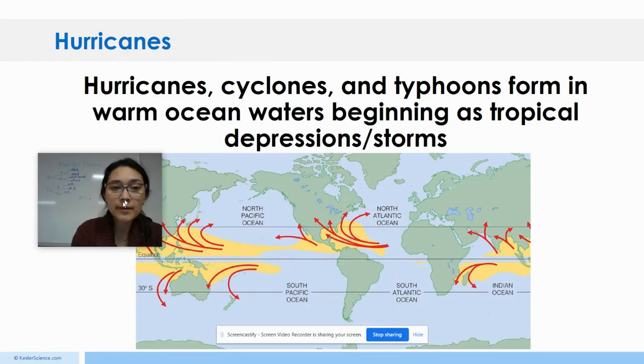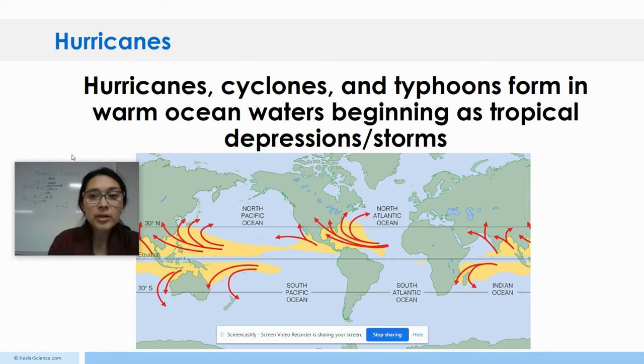Hurricanes, cyclones, and typhoons form in warm ocean waters, beginning as tropical depressions and storms. So again, they're always going to form in this middle section where the equator is, because that's where the warm water is. They're always going to need a low pressure system.